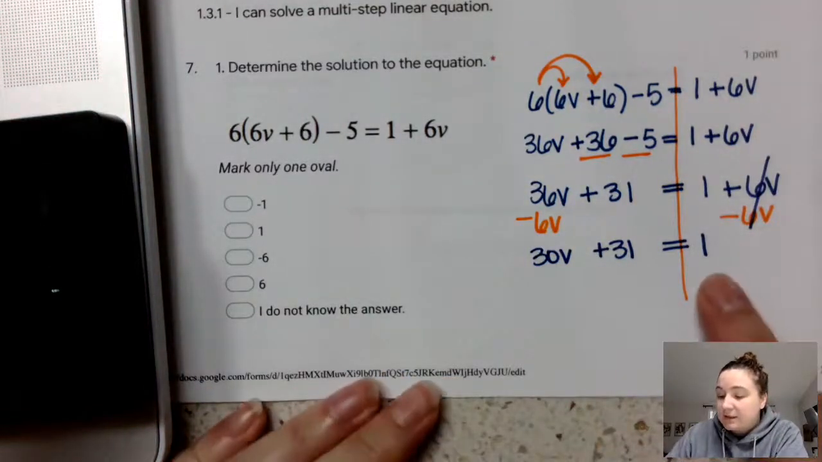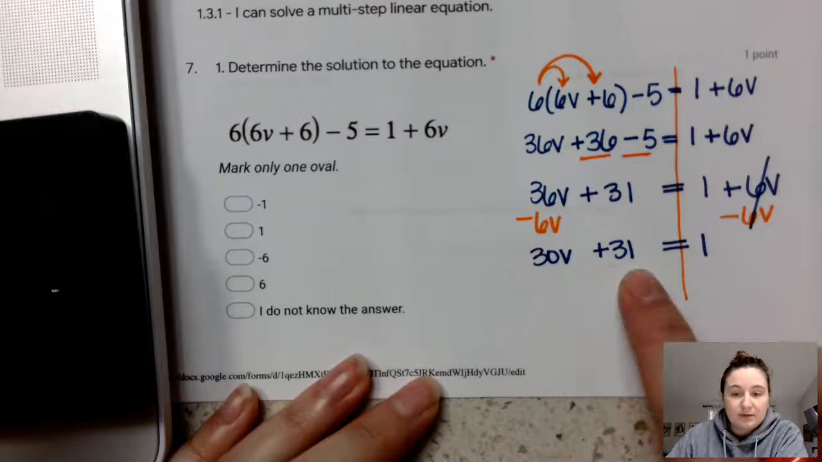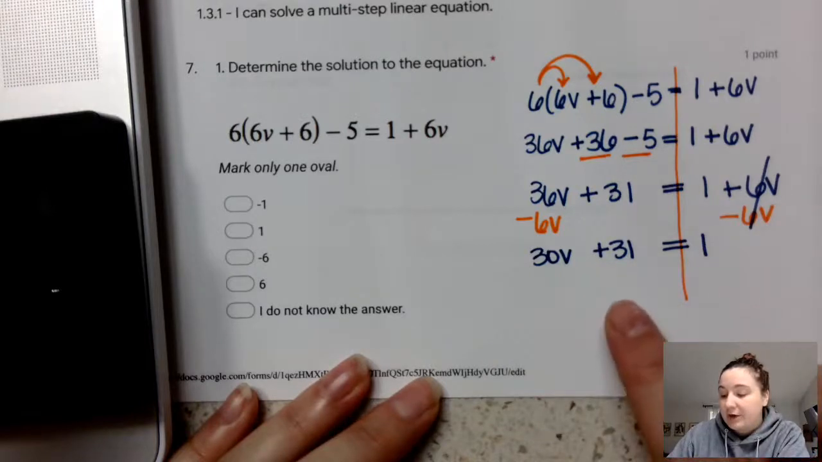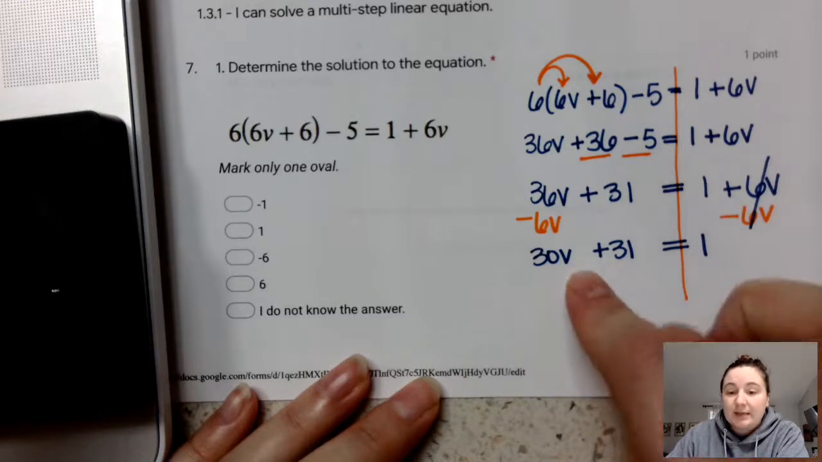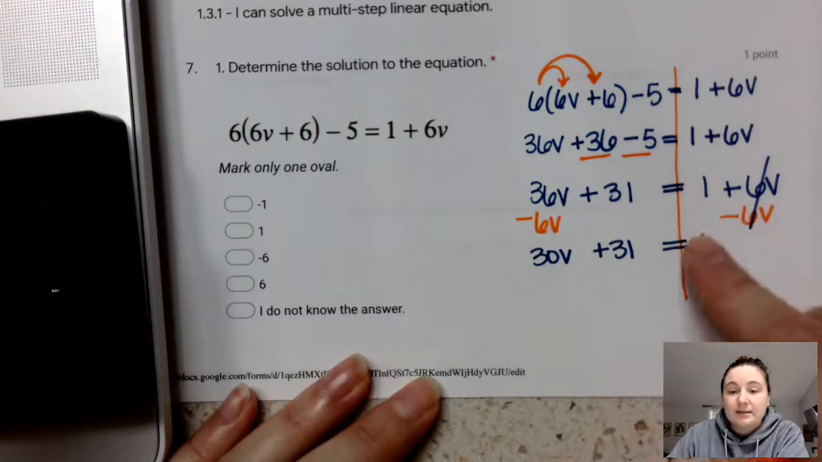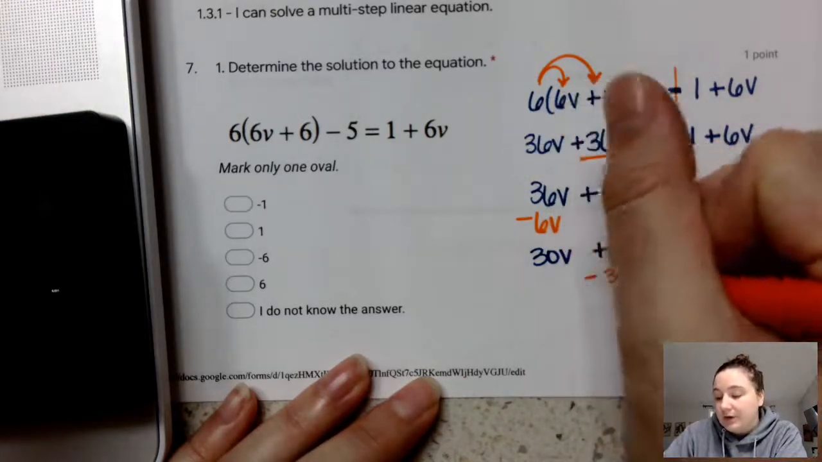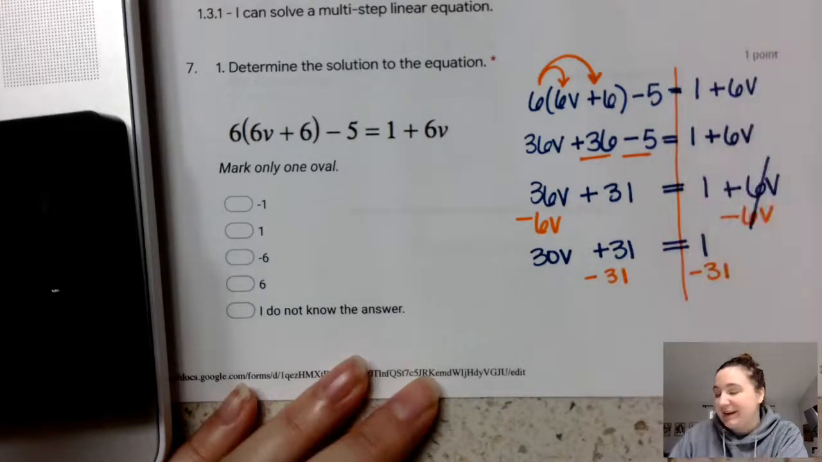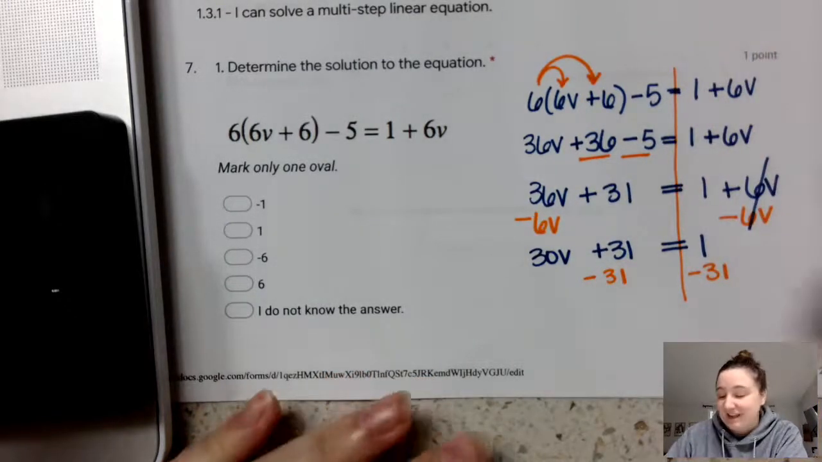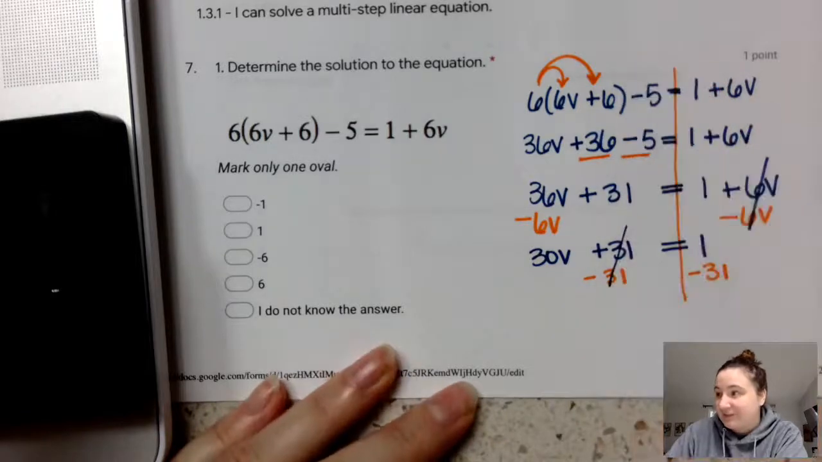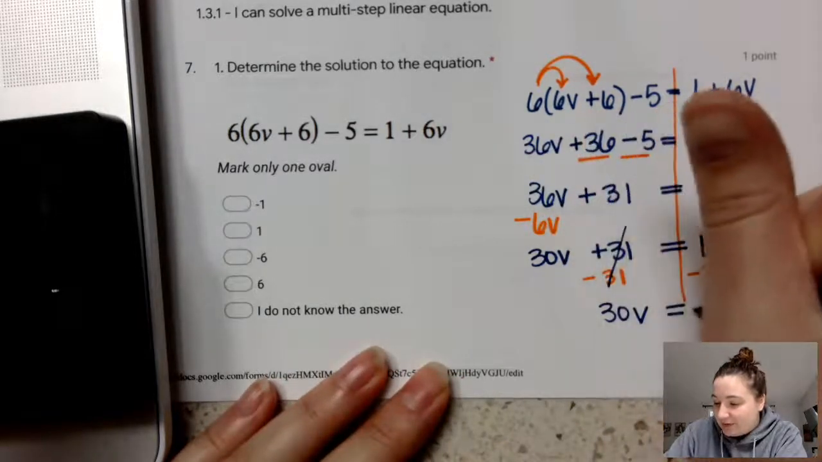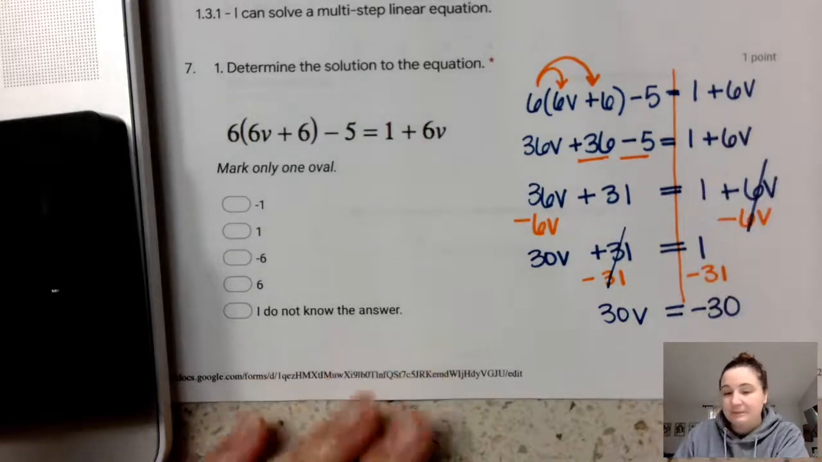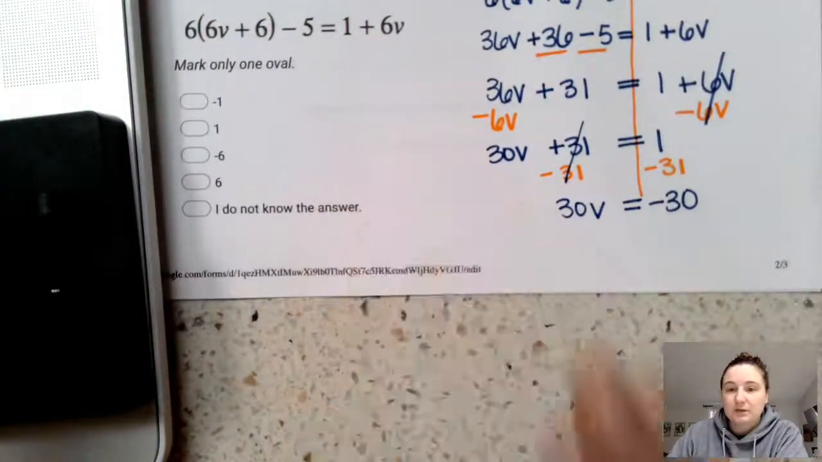And then since this is alone, I have to move one of these. And so I'm trying to figure out which one is the like term, which one is its friend. And I see that this is a constant and this is a constant, so I should move 31 by using the inverse and subtracting that 31. So I have 30v equals negative 30.